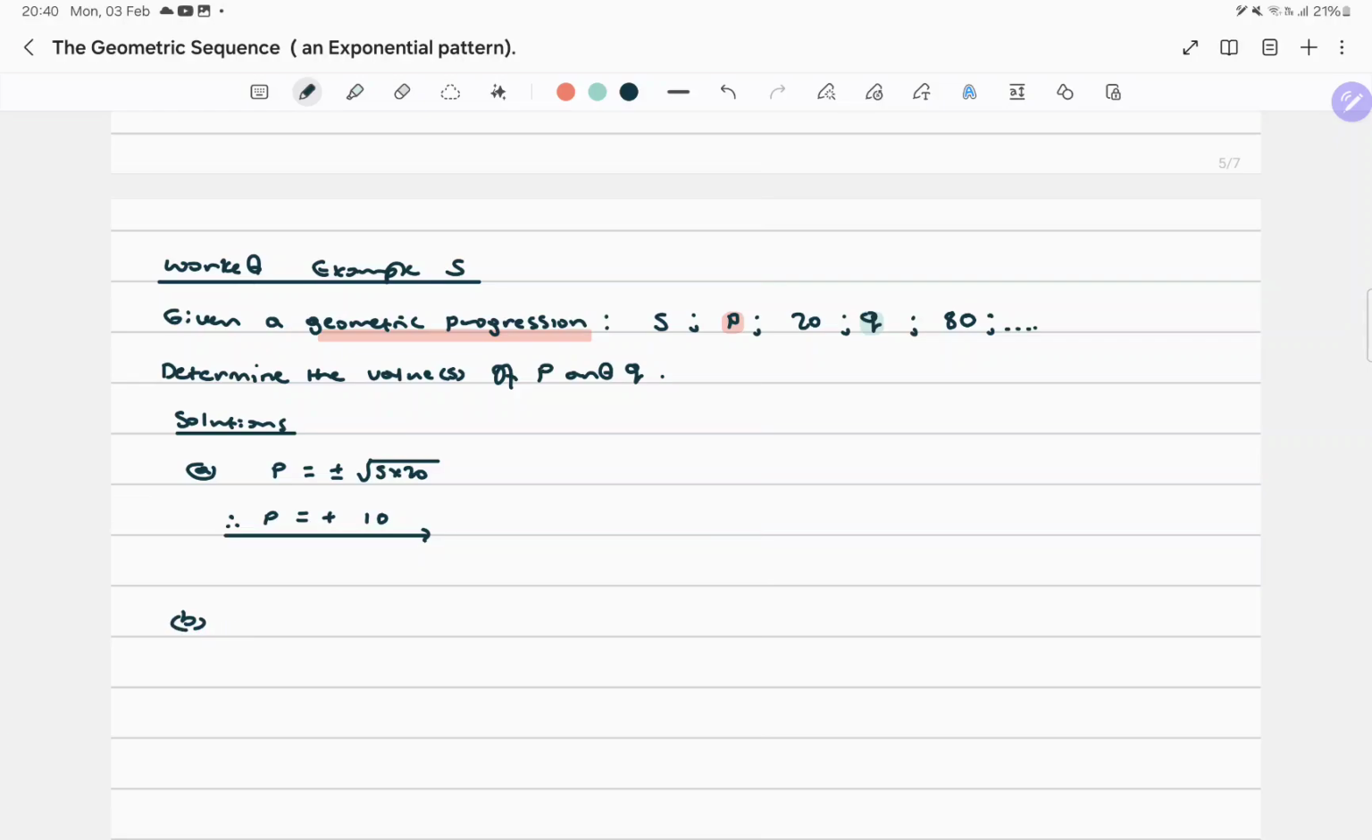So there are certain ways. Here I'm just trying to add a particular concept. So this one is introducing a particular concept that needs to be understood as well. So it also follows that Q is going to be equal to plus or minus the square root of essentially 20 times 80. Right. So therefore Q is going to be equal to plus or minus. Now what is 20 by 80?